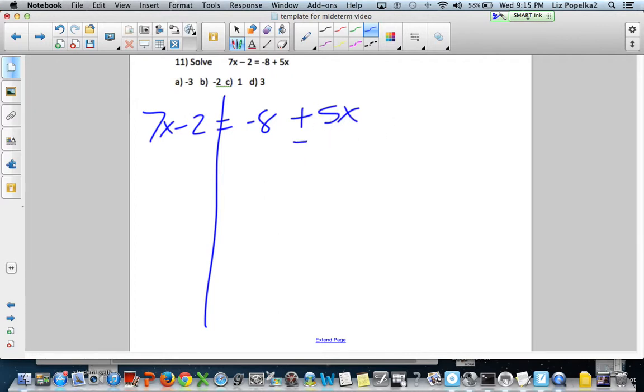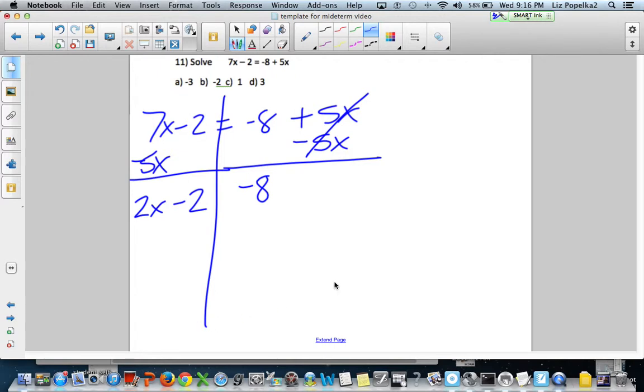So to get rid of that plus 5x, it's going to be a minus 5x. That's going to leave me with a negative 8. I subtracted 5 x's from over here, so I'm going to subtract 5 x's from over here. 7x minus 5x is 2x minus 2. Now I need to get this x isolated, so it's an x on one side, it's a number on the other. So I need to keep isolating this.